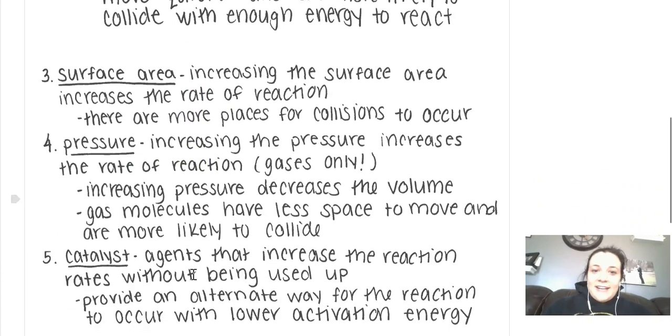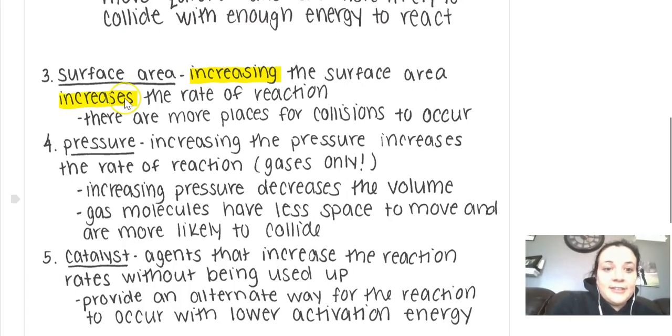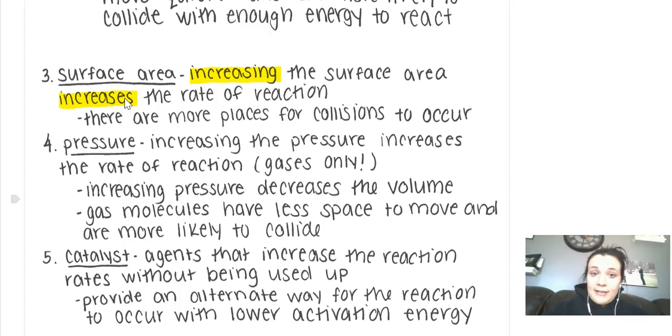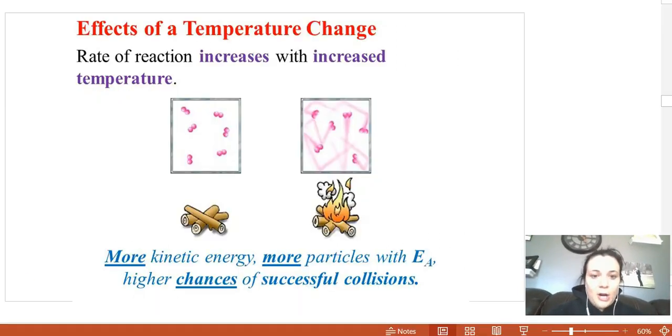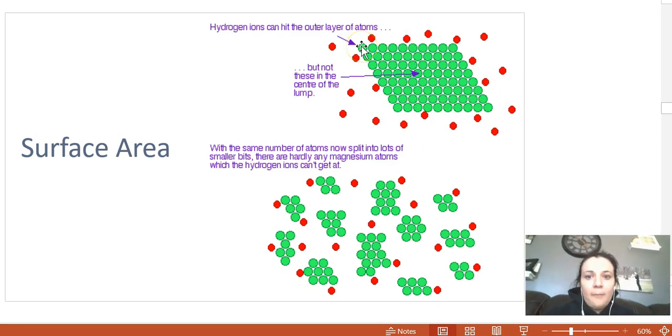All right, surface area. Again, direct relationship. Increasing the surface area increases the rate of reaction. The reason this occurs according to collision theory is if you increase the surface area, you're allowing more places for that collision to occur. So looking at this picture, if we look at the image at the top, let's just say this was like a big piece of magnesium metal, and we had like hydrochloric acid and we were trying to get them to react.